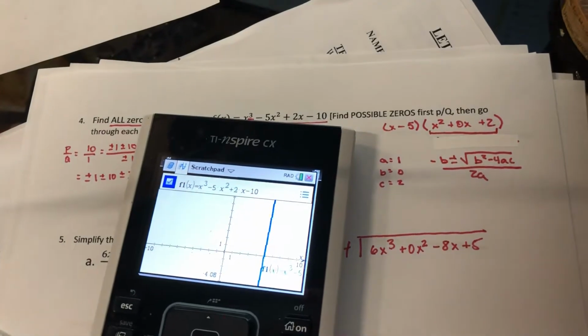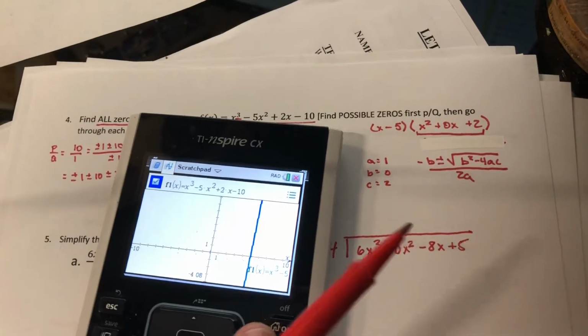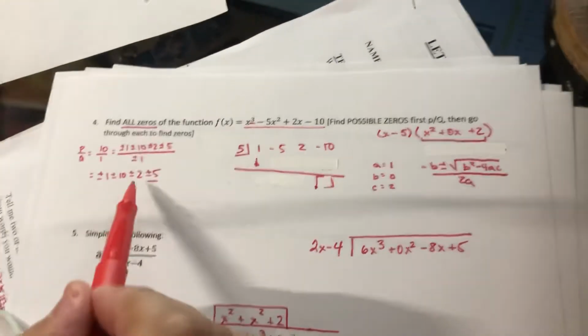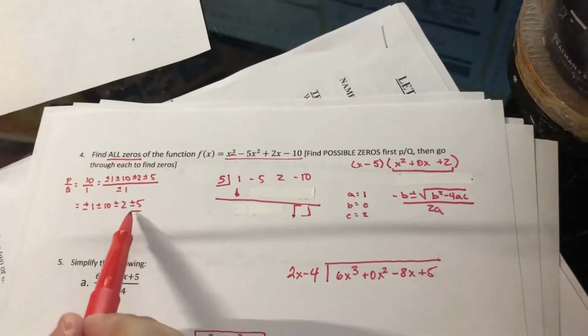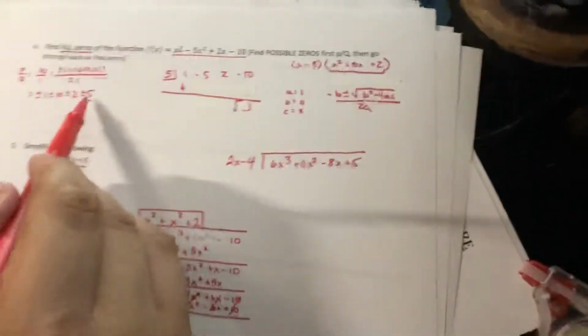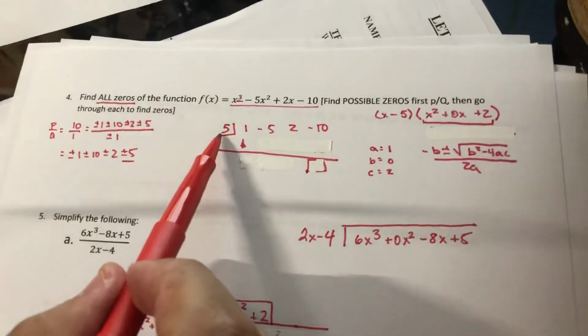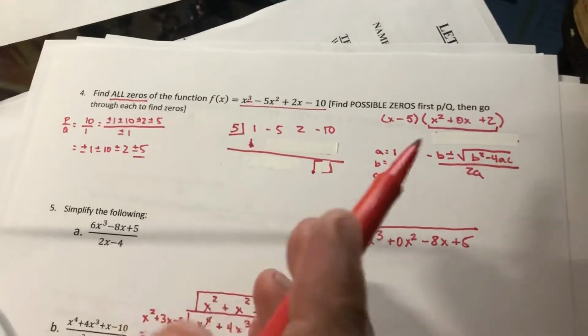So I can see that it crosses the x-axis at x equals 5. So I know that's a 0. Okay, and so if I didn't know that, I can see that when I divide the P's and Q's, 5 is part of my list here. But if I didn't, you'd have to go one by one to see which one it was. Again, that won't be the case on the test. So here, we'll go ahead and start with a 5.